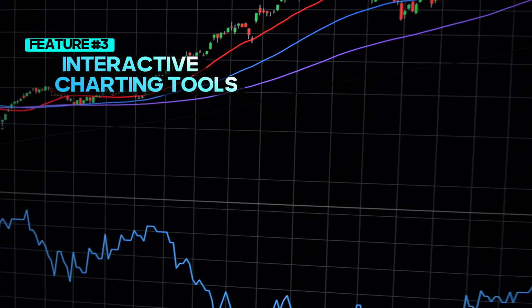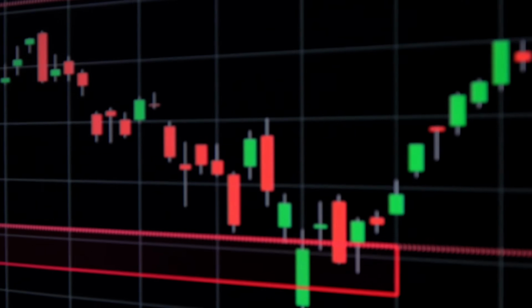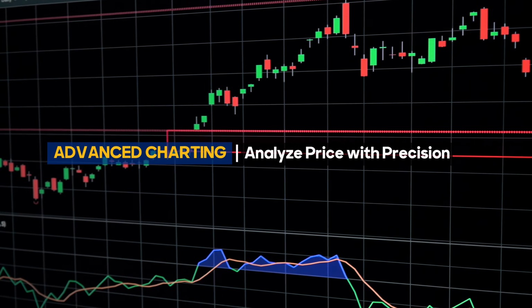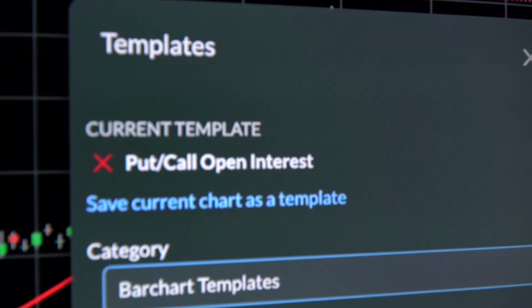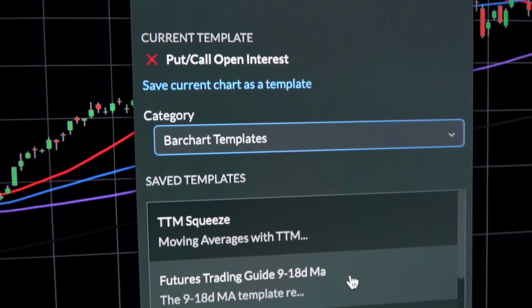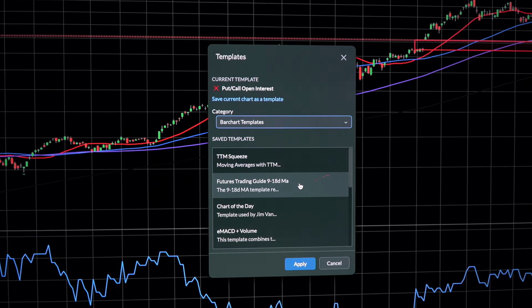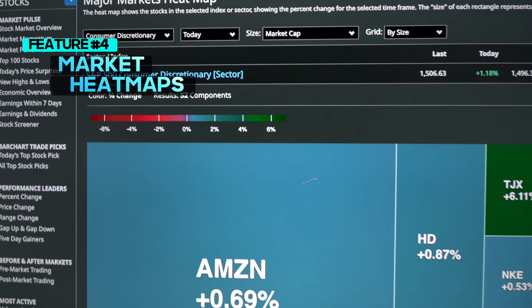Advanced charting is another standout feature. With Barchart, you can customize your charts with a wide range of indicators, drawing tools, and time frames. Whether you're a day trader or a long-term investor, these charts help you analyze the market with precision. Plus, create your own custom chart templates or use our preset templates to get your charts set up just like a pro.